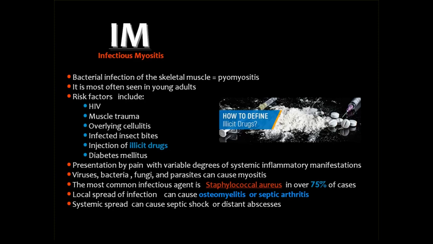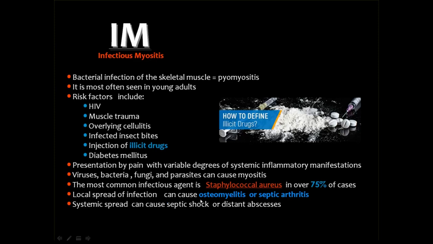And we start first with the inflammation or the infection of the muscles, which is known as infectious myositis, which is seen in young adults. And these are the risk factors: HIV, muscle trauma, cellulitis, infected insect bites, the injection of drugs, diabetic patients. Also, Staph aureus is the commonly encountered organism.